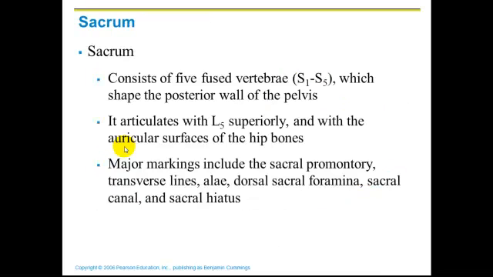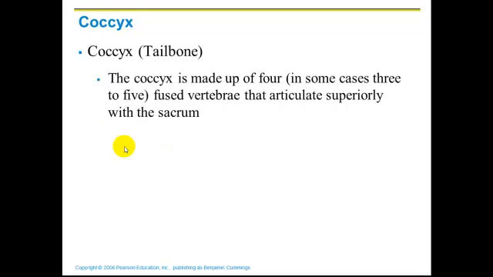Okay. The last one is the sacrum. The sacrum, we have 5 fused vertebrae that appear to be a single bone. Okay. This forms the posterior wall of the pelvis, the back wall of the pelvis. It articulates with L5. The other part is the tailbone or the coccyx. This is basically our vestigial tail. Right? It does vary in individuals as far as how many bones are actually fused and made up the tailbone.